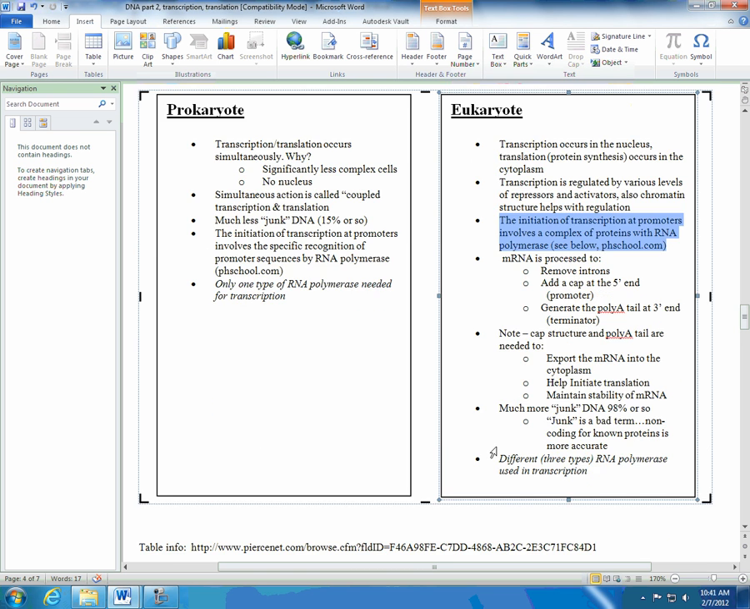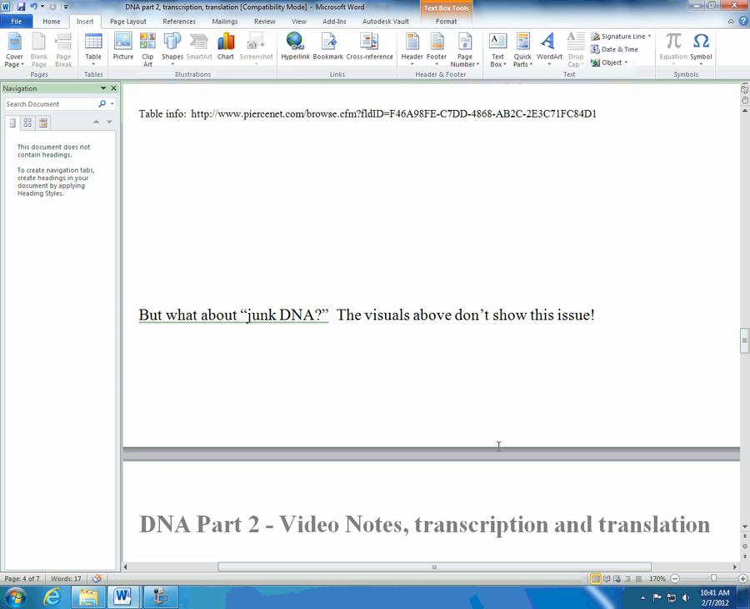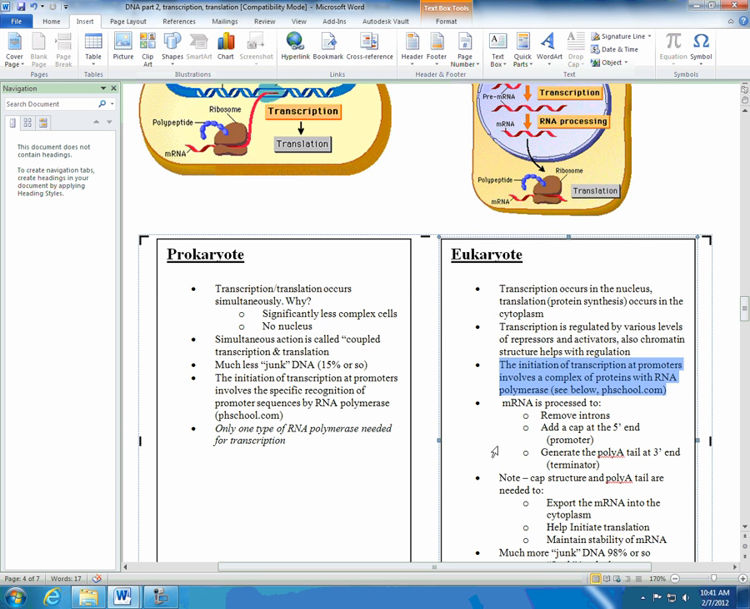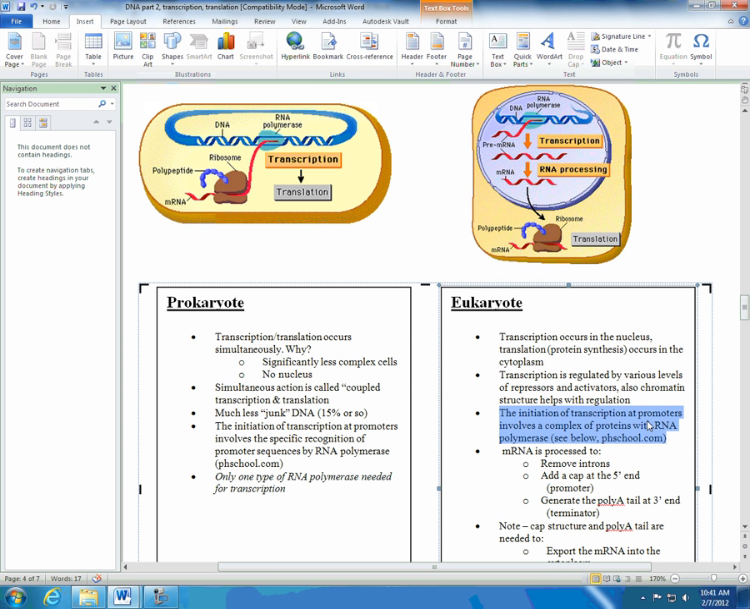I think I took the visual off of here, but if you watch the video with Mr. Anderson, he's going to have a visual where it shows a bunch of blobs, and you're not going to know what those are. That's showing those complex of proteins that work with the RNA polymerase. And also, you can find that on PH School site, which we'll be going to in a second.